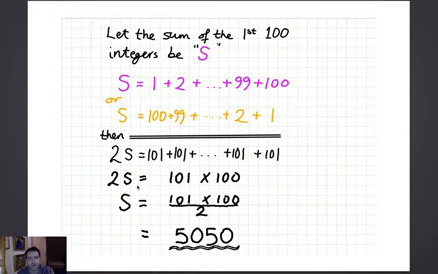We don't want to know what 2S is, we want to know what S is, because we want to know the sum of this series. So a single S on its own is 101 times 100 divided by 2, which works out to be 5,050. So you can very quickly and easily work out that the sum of the first 100 integers is 5,050 without having to actually individually add all of them up.